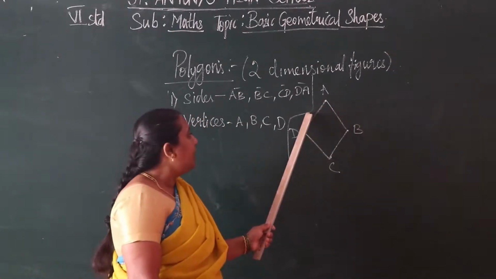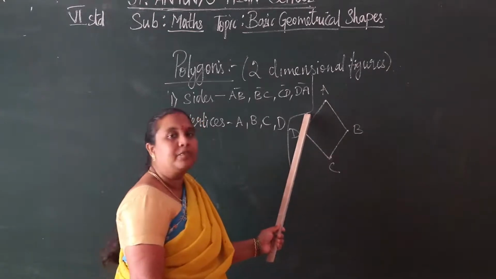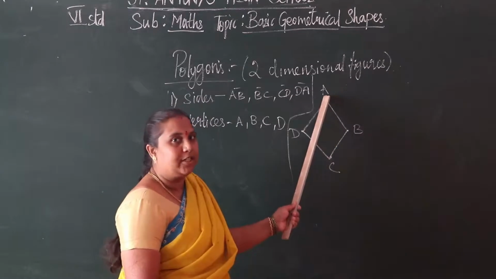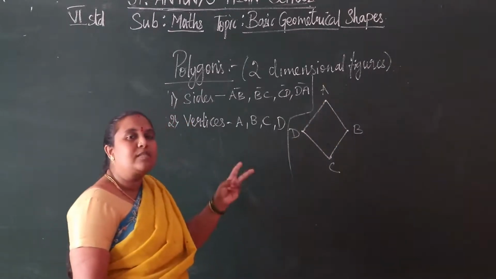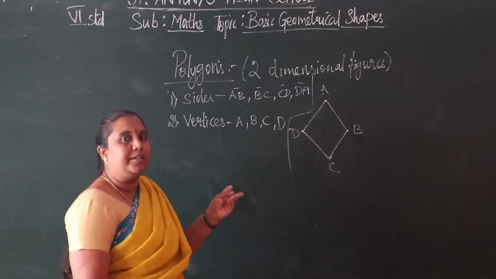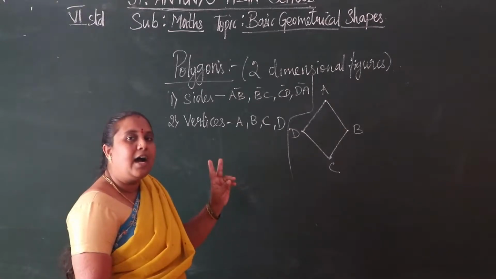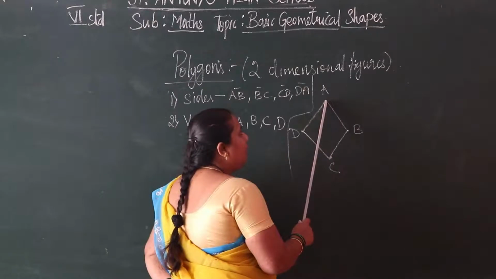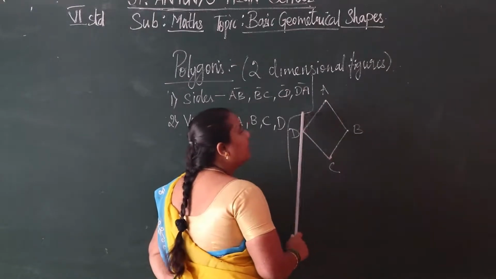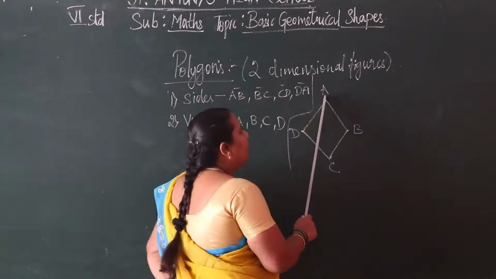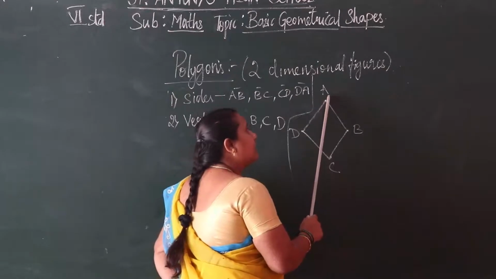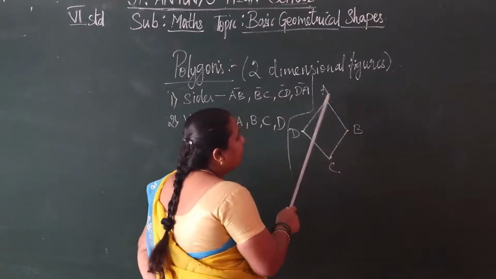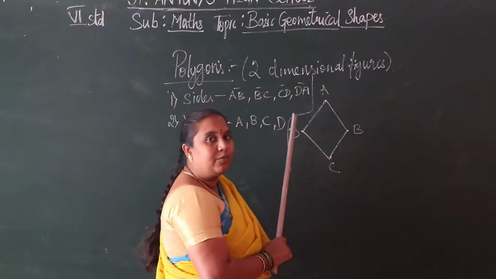Adjacent sides. See, these two sides have a common point. Any two sides having a common point, we can say they are adjacent sides. See, A is a common point, so these two sides have a common point. These two points A and B we can say are adjacent vertices.